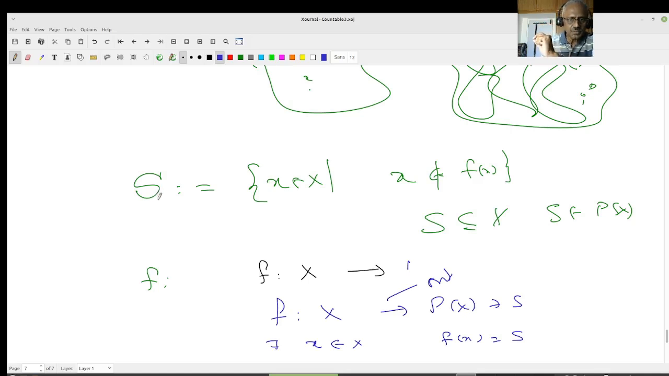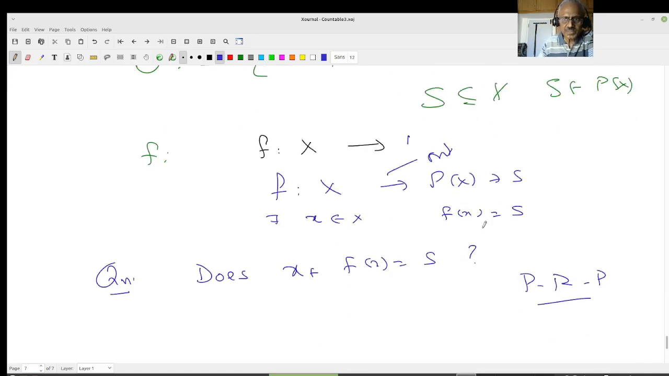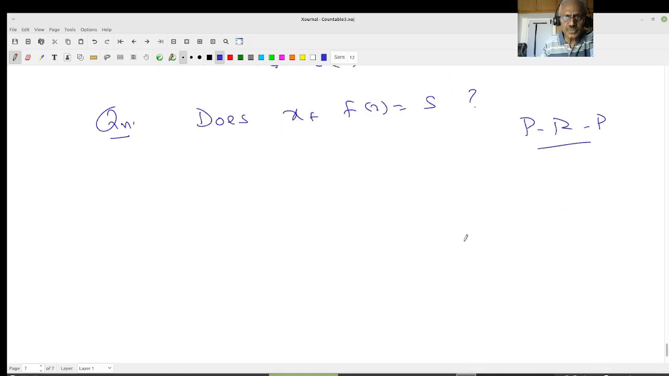But f is onto, that means there is an x so that f(x) is S. Therefore, what is the natural question I can ask? I can ask whether x is in f(x), whether x is in S. Now you will see you are going to get kicked both ways. Okay, so what are the possibilities? Case 1 is x is in f(x), and case 2, x is not in f(x).